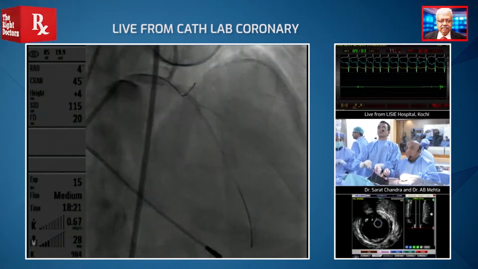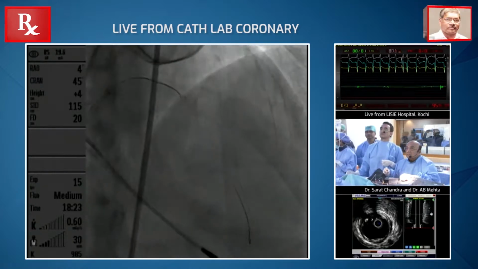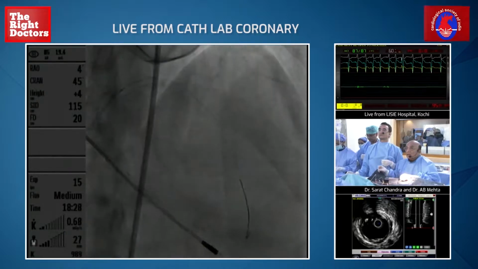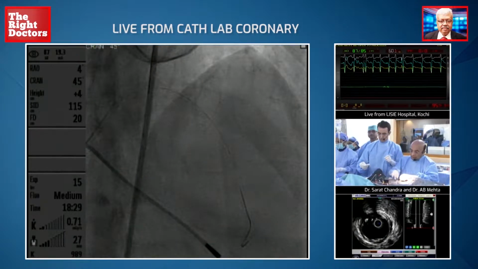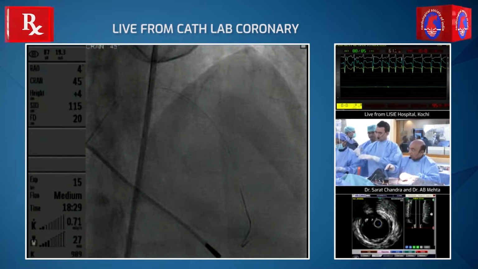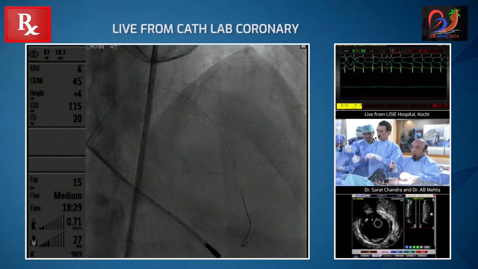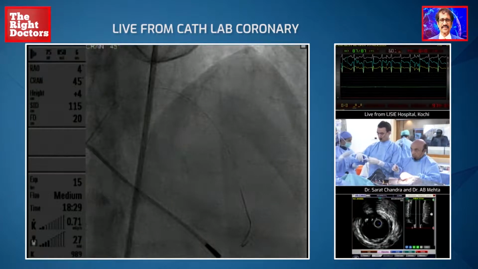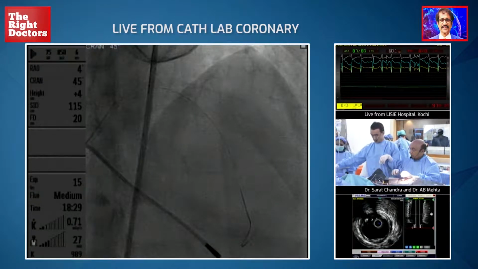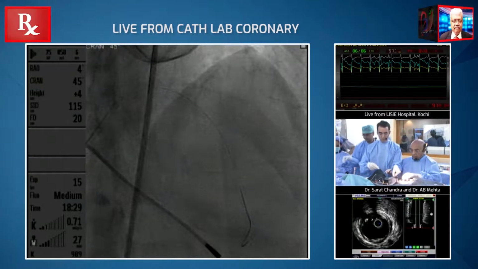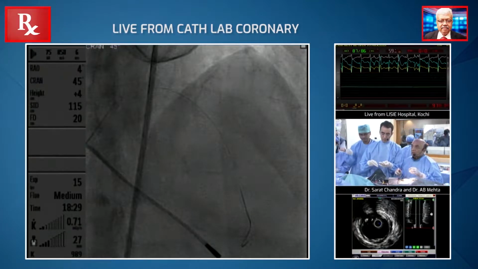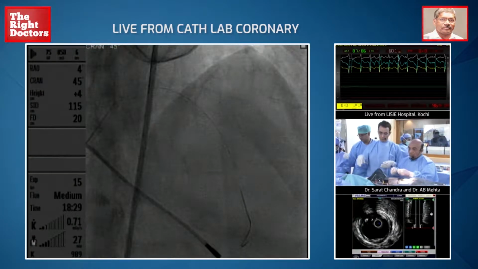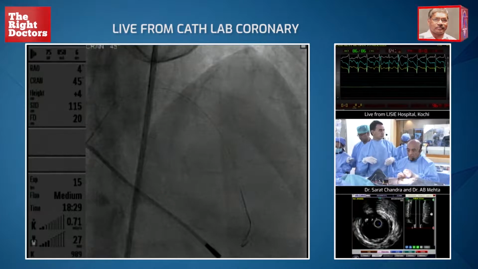So if we could project the Volcano screen now, please. Can we project the Volcano screen? That's your slide. The Volcano. Switch to the Volcano. Can we switch back to Cath Lab and switch to the Volcano screen? You've got hemodynamics up. It's the other screen.